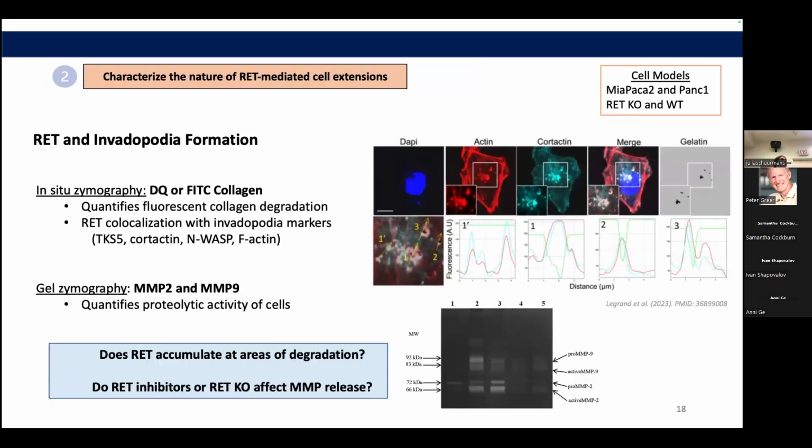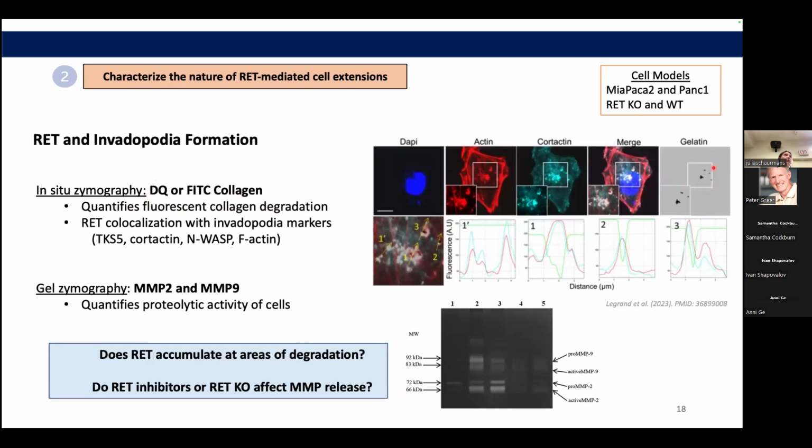For my second aim, we're going to look at RET invadopodia formation. We can do this using in situ zymography, extending off of what Dr. Leanne did in the past. We're going to use either dye quenching or FITC collagen, which quantifies fluorescent collagen degradation.